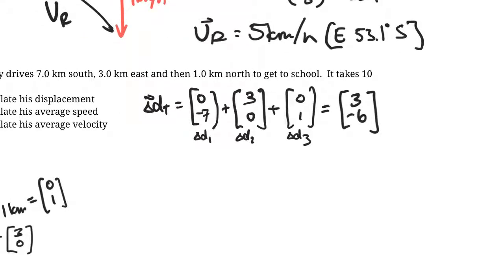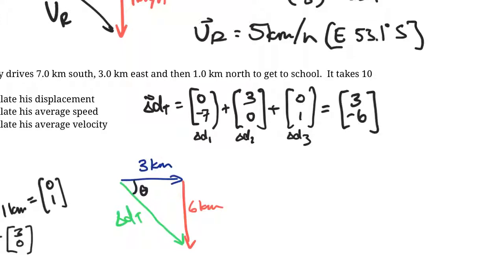I'm just going to draw a triangle here. 3 in the x direction, and this is in kilometers, right? And then -6, so down in the y direction, 6 kilometers. And our resultant displacement is delta dt. That connects the beginning to the end. Of course, we need an angle here, so let's call the angle from the beginning of the path theta. So there we go. We know how to find that vector now.